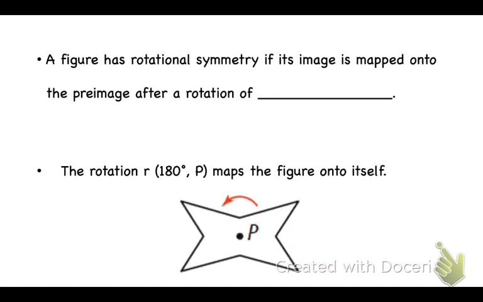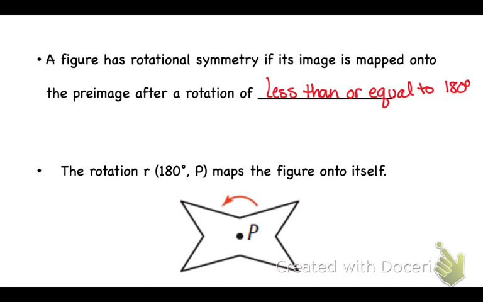A figure has rotational symmetry if its image can be mapped onto the pre-image after a rotation of less than 180 degrees, or equal to. I think that word's missing, because 180 degrees is fair.